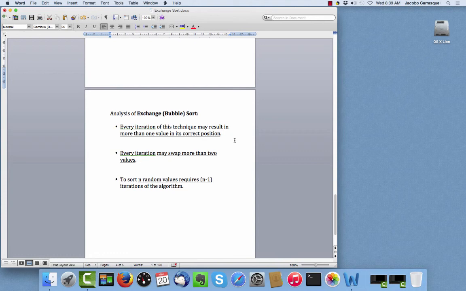If you haven't watched the video on the ExchangeSort, probably you should, because that's another quadratic sort. Also, InsertionSort is another quadratic sort. So you should watch all three videos and then try to compare the three different techniques.